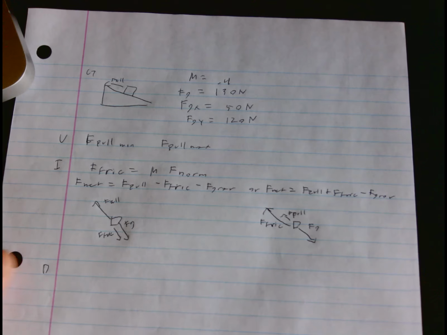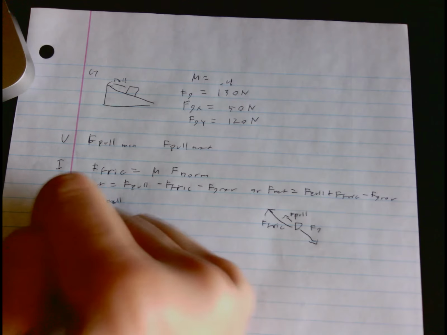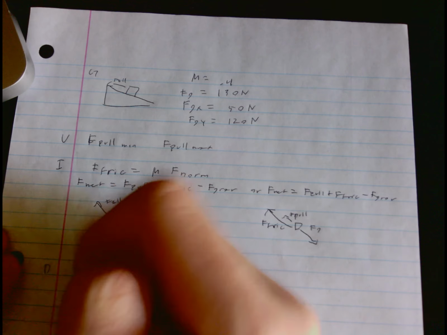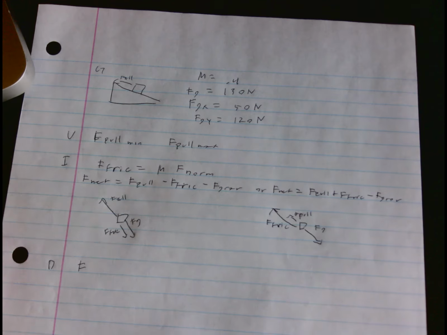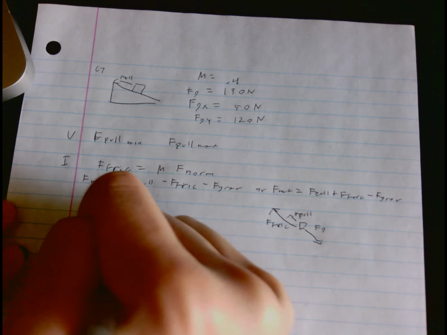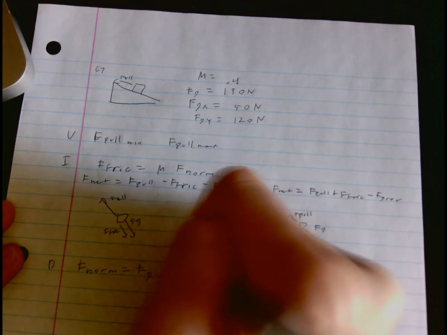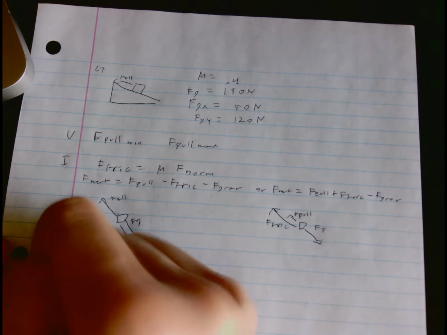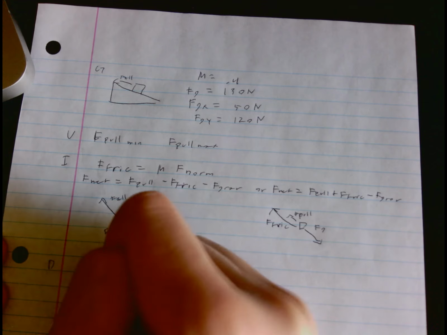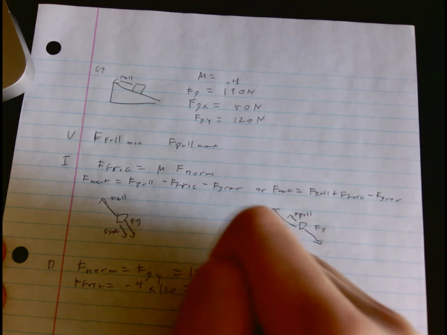When solving this, we first should solve for force of friction. Since the box doesn't move up or down against the ramp, we know that the normal force must be equal to the y component of the force of gravity, or 120 newtons. And so, F friction will be 0.4 times 120, or 48 newtons.